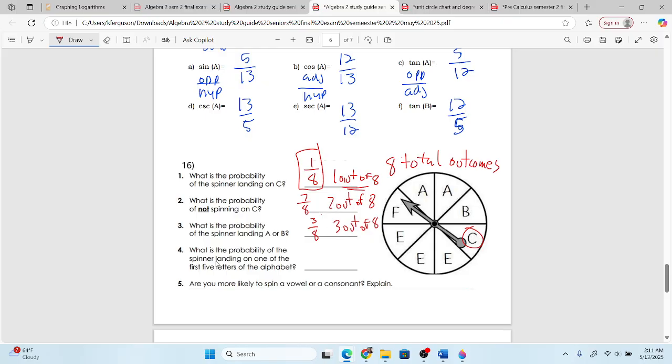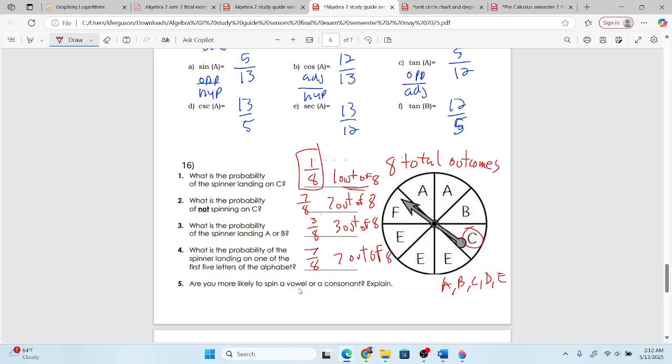What is the probability of the spinner landing on one of the first 5 letters of the alphabet? Well, first 5 letters of the alphabet, A, B, C, D, E. So there's 2 A's, a B, a C, 1, 2, 3. So that looks like 1, 2, 3, 4, 5, 6, 7. That's 7 out of 8. Again, so far I haven't had to reduce anything. But you always need to watch.